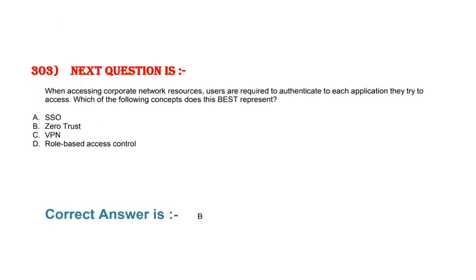Question is, when accessing corporate network resources, users are required to authenticate to each application they try to access. Which of the following concepts does this best represent? Option A, SSO. Option B, Zero Trust. Option C, VPN. Option D, Role-Based Access Control. Correct answer is option B.